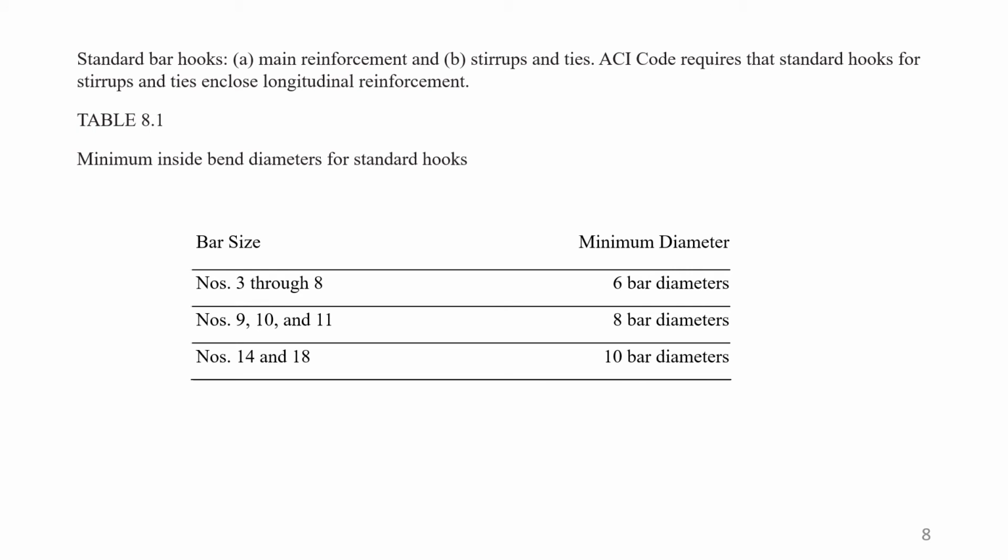Again, in table 8.1, we have listed bar size and minimum diameter. This is simple: whenever you use a number 9 bar, you have to use 8 bar diameters for making this bend. And if you use number 3 to number 8 bars, you have to take the diameter of the bend as 6 bar diameters, and that's all.